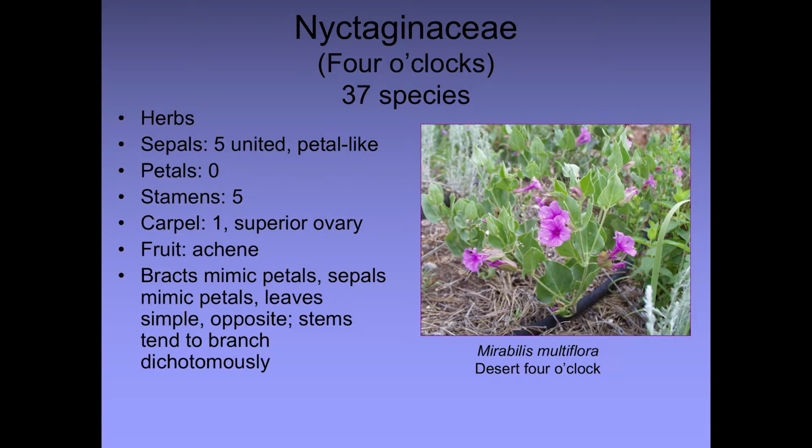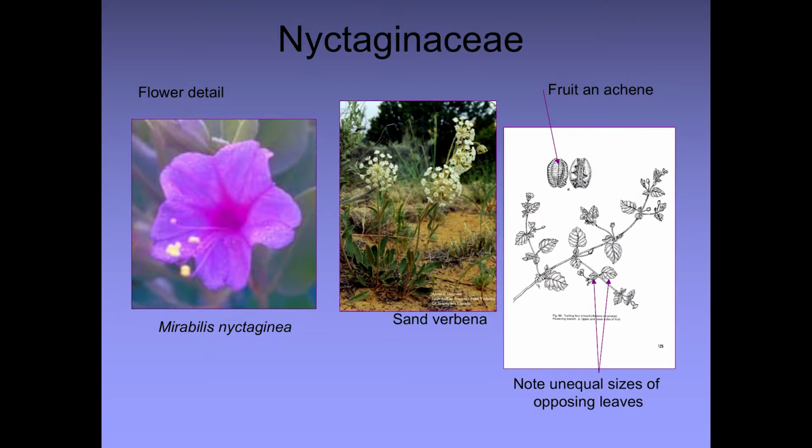It's got a taproot that apparently can go down 20 feet. I've seen pictures of people digging those up. And then they get those beautiful purple blossoms. There's another Mirabilis, and I think often the stamens stick out of the flower. Sand verbenas are another species that you'll find around here.